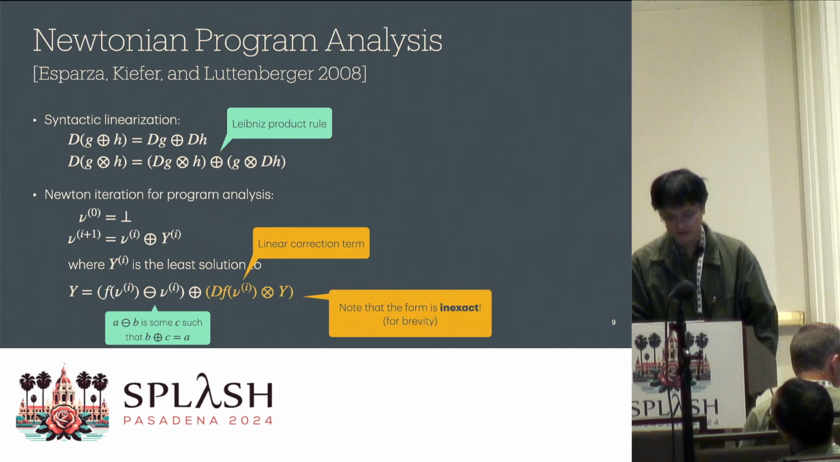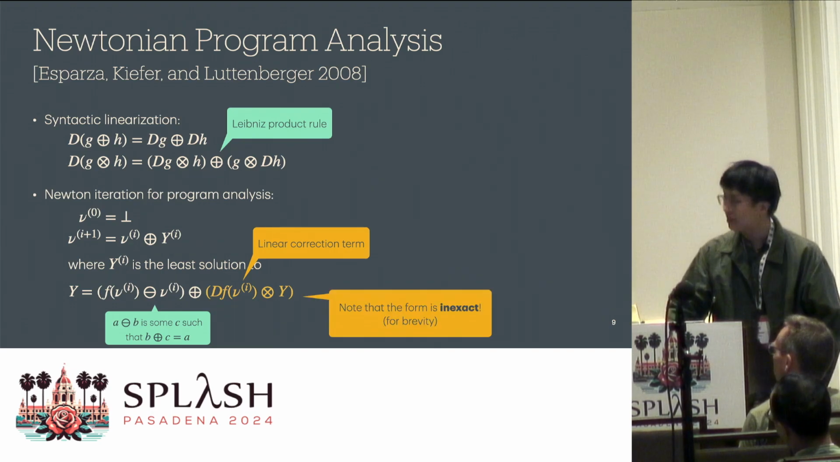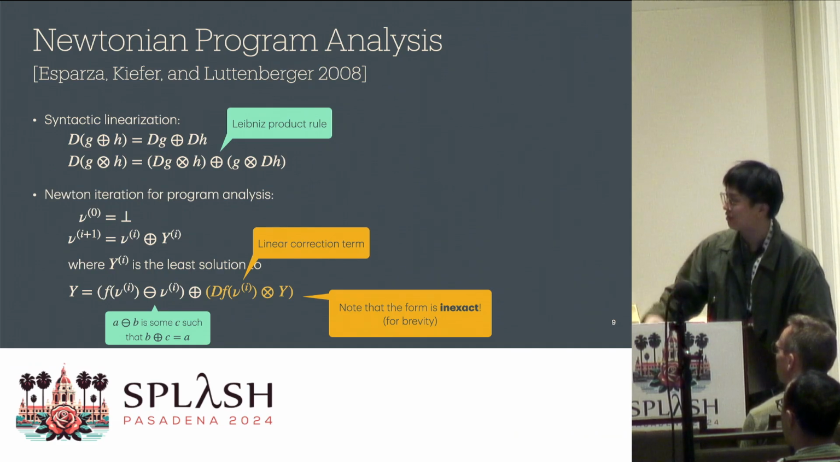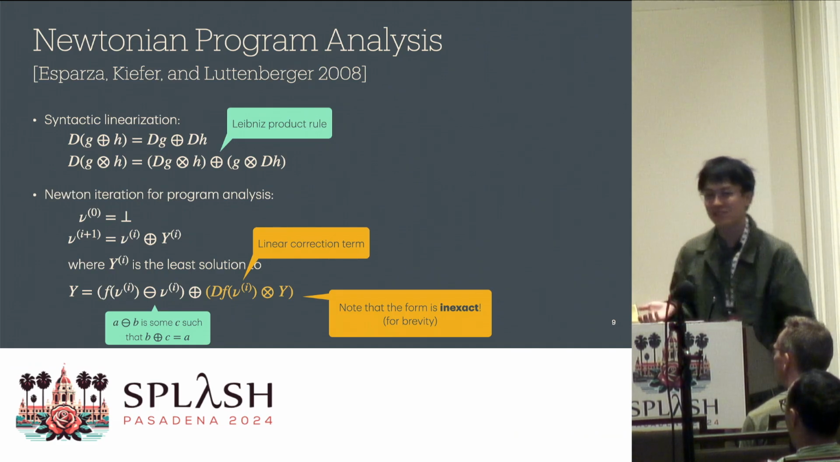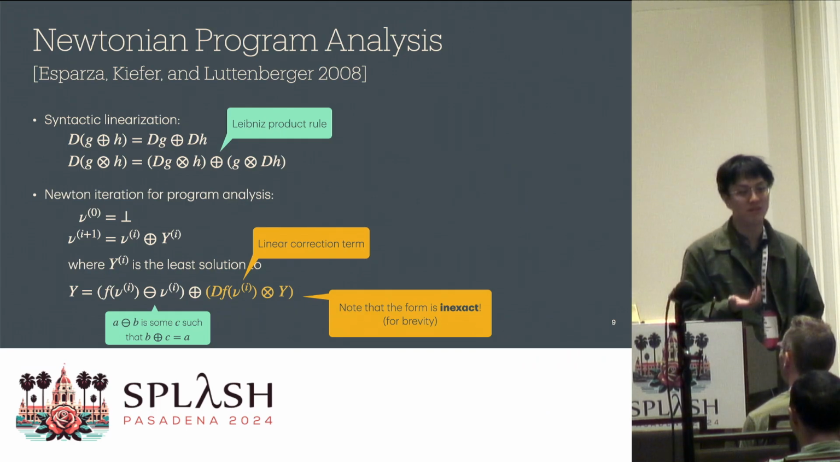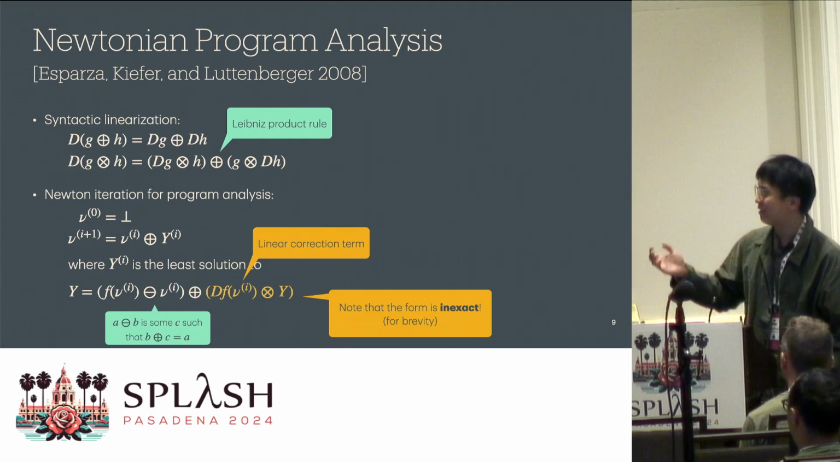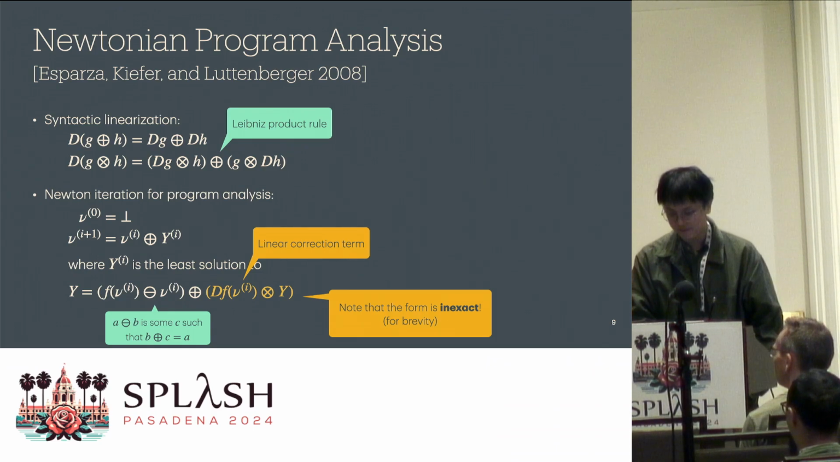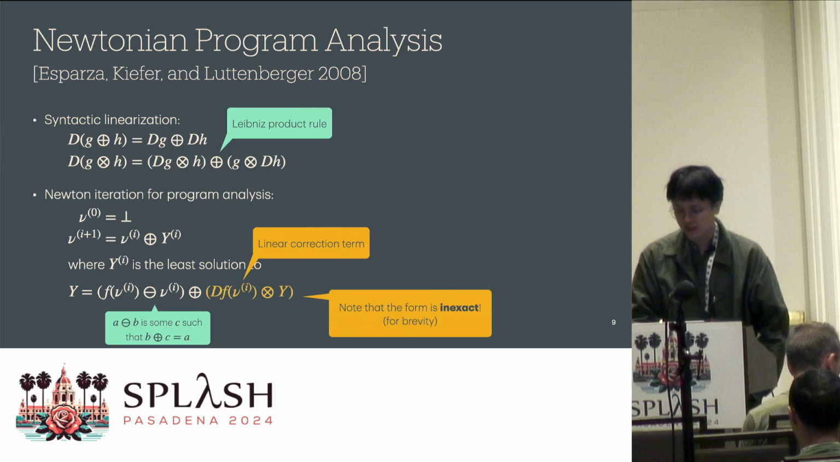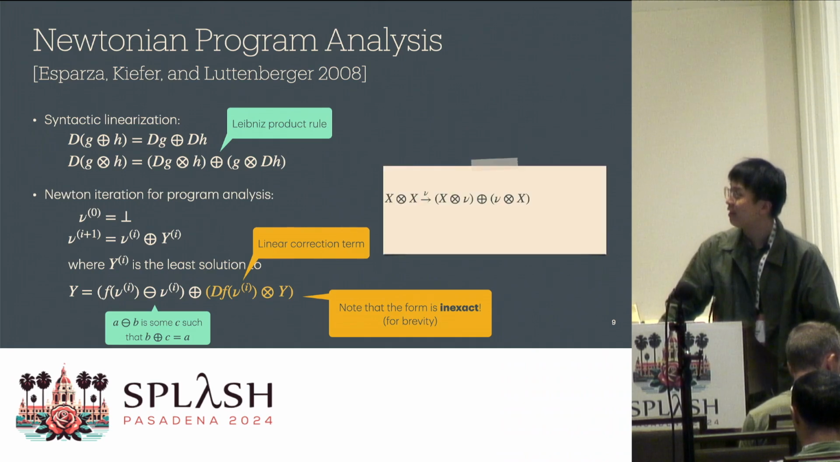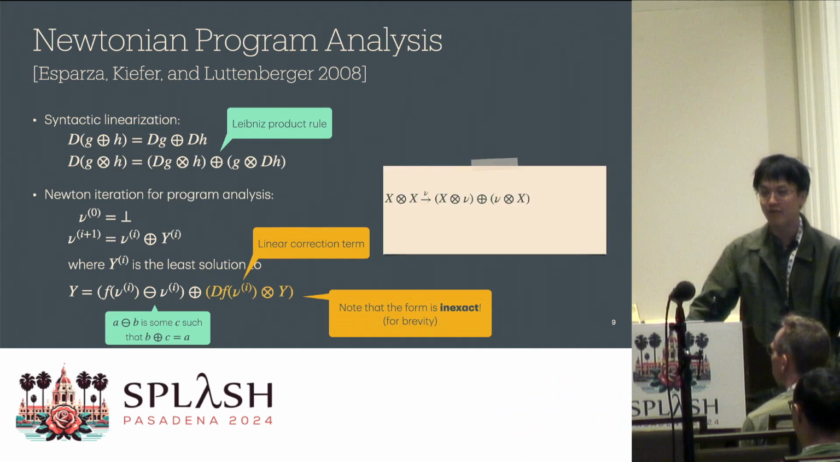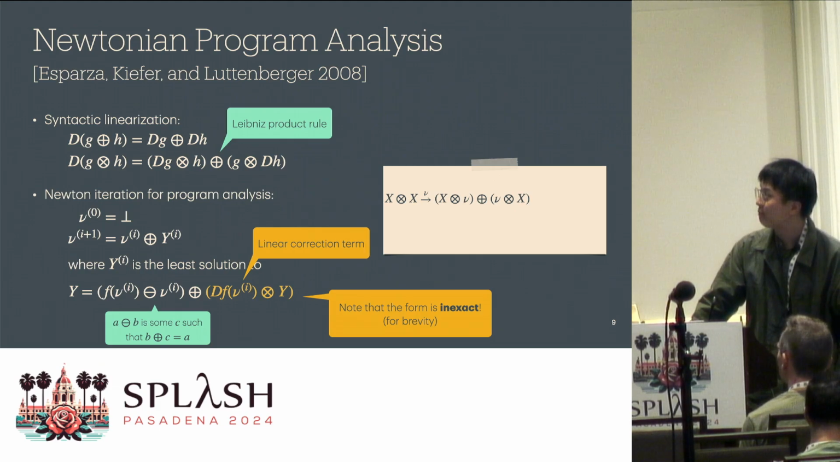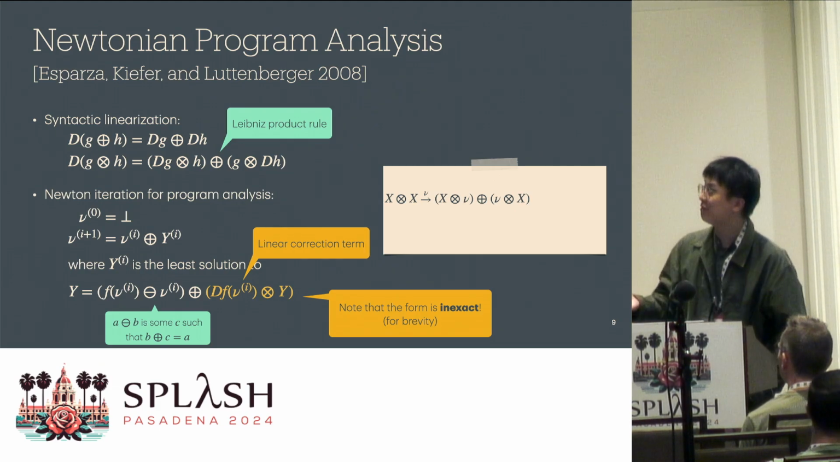But I have to note here that this formula is inexact, and I just use it for brevity, because in general, a semiring does not have to be commutative. But if we assume the extend operator is commutative, then we can obtain this form here. And to see why this is a linear correction term, for example, if the original function is x times x, and I want to find its linearization at nu, it will become x times nu plus nu times x.